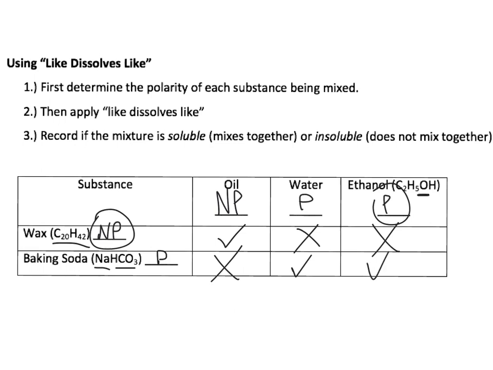So, quick summary, remember your 2 questions. Does my center atom have lone pairs, and is everything around it the same? That's going to help you determine polarity. Then remember, like dissolves like. 2 polar things will dissolve, or 2 nonpolar things will dissolve. Outside of that, you won't have any kind of reaction or change. So keep practicing, and come see us if you need any help.